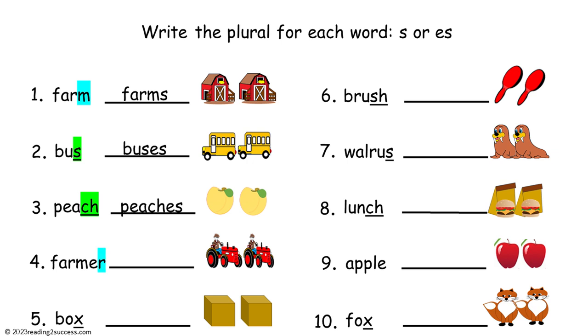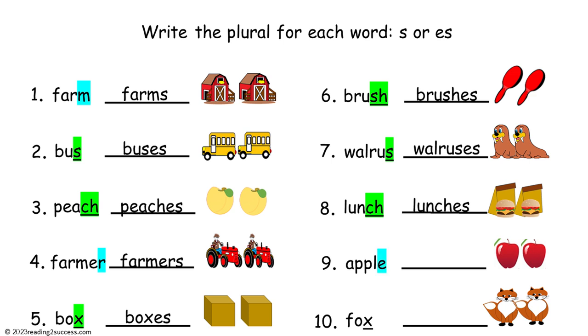Farmer ends in R, add S. Box ends in X, add ES. Brush ends in SH, add ES. Walrus ends in S, add ES. Lunch ends in CH, add ES. Apple ends in E, add S. Fox ends in X, add ES.